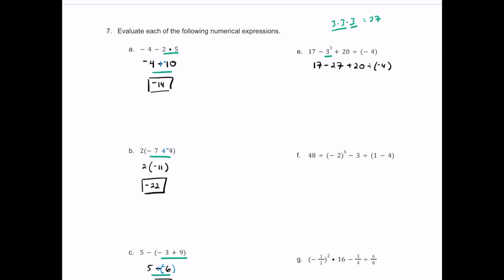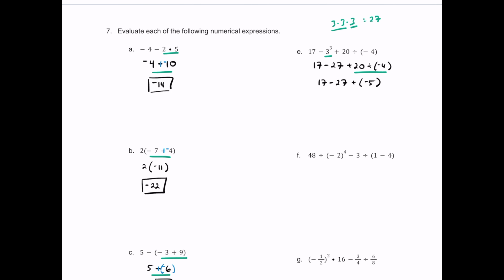Okay, so we'll start off with that. There's no parentheses. We took care of the exponent. Let's go on to division here. So 20 divided by 4, that is 5, right? But then we have one opposite, so it's the opposite of 5. So we're going to write negative 5 at the end.